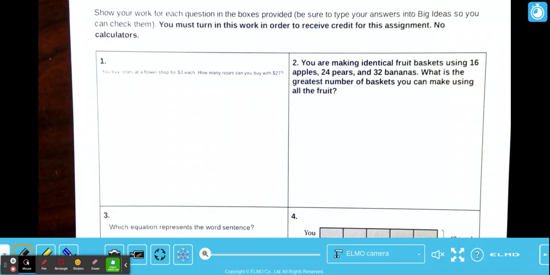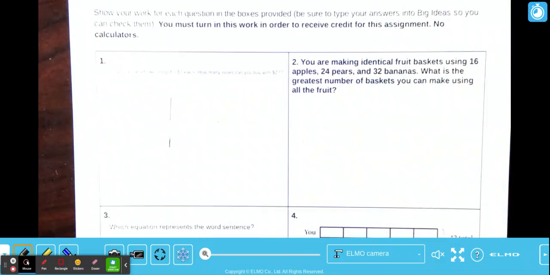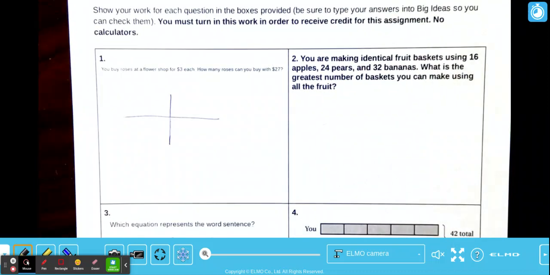Another way you could do this is a little bit confusing, but we've been looking at ratio tables a lot lately.